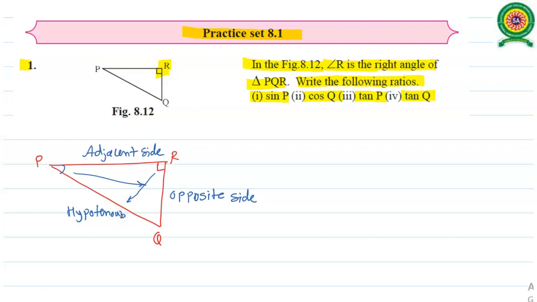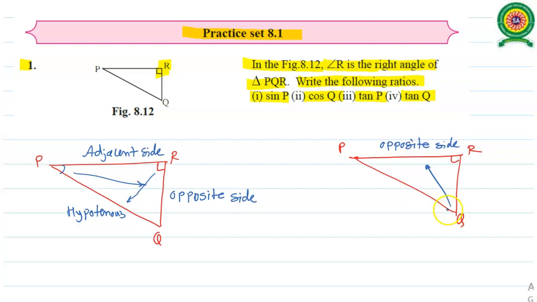Now look at the next one. Suppose we have the same triangle PQR again, right angled at R. With respect to angle Q, the opposite side now becomes PR. Adjacent to angle Q we have the side QR, that is the adjacent side, and opposite to the 90 degree angle we have the hypotenuse.